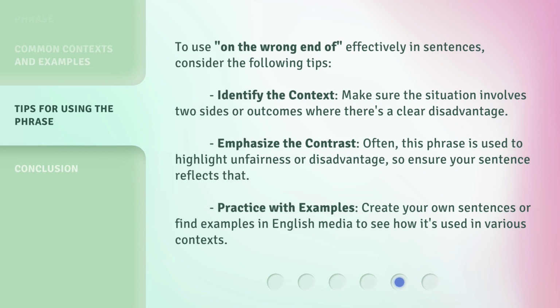To use "on the wrong end of" effectively in sentences, consider the following tips. Identify the context. Make sure the situation involves two sides or outcomes where there's a clear disadvantage. Emphasize the contrast. Often, this phrase is used to highlight unfairness or disadvantage, so ensure your sentence reflects that. Practice with examples. Create your own sentences or find examples in English media to see how it's used in various contexts.